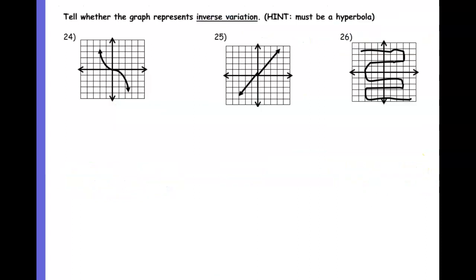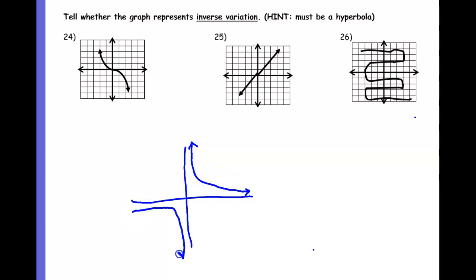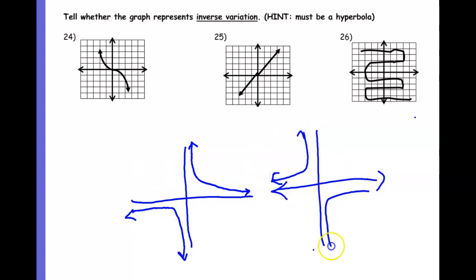All right, now the graphs for an inverse variation must be a hyperbola. Now a hyperbola is going to be a curve. It never hits the x or the y axis. It just approaches it. And a hyperbola is either going to be in both the first and the third quadrant, or it could be in the second and the fourth quadrant.